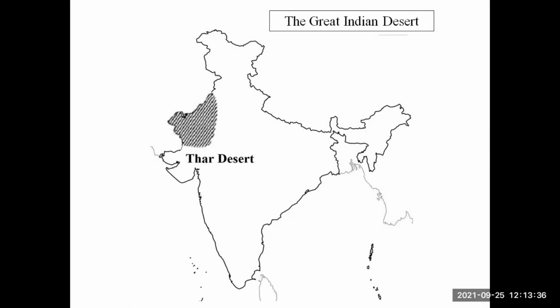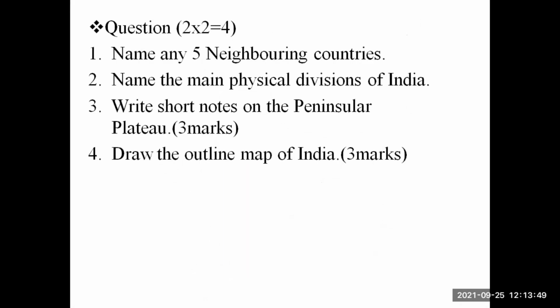And that's all for today's chapter, our country India and its physical divisions. And I have some questions for you. You have to write this down and be prepared for your exams. Let's look at question number 1. Name any 5 neighboring countries. As I have already told you in the class, there are some countries which are the neighboring countries of India: Pakistan, Afghanistan, China, Nepal, Bhutan, Bangladesh, and Myanmar, and so on. You have to write only 5 of them.